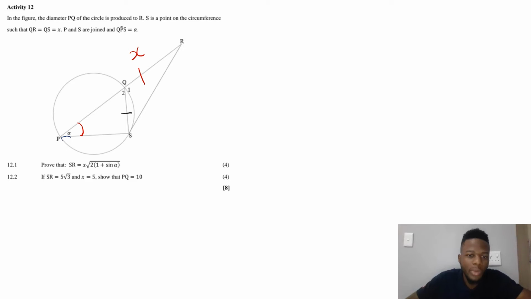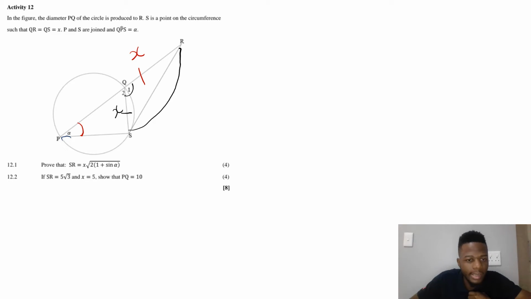Let's start by checking triangle QRS. In triangle QRS, we are given two sides. So we need to find this other side. If we are able to find angle Q1, it means in this triangle we can find RS. Obviously, we're going to use the cosine rule if we have angle Q1.